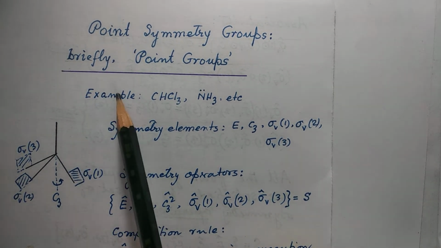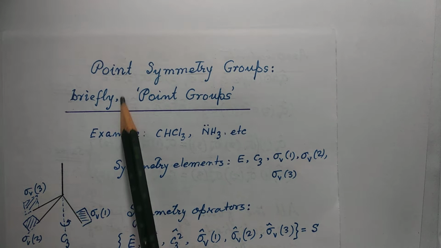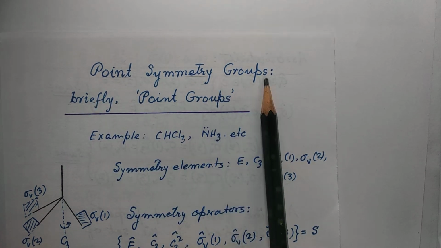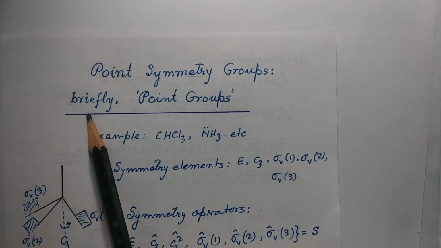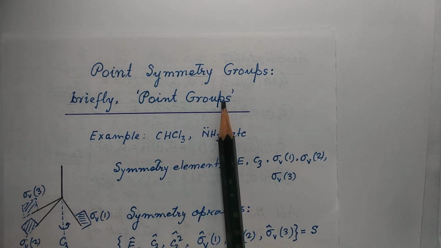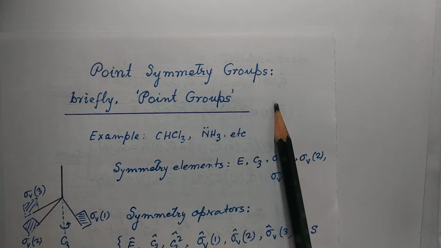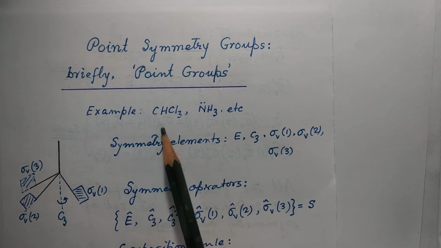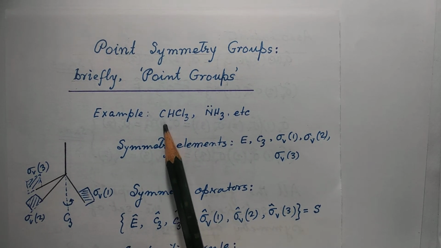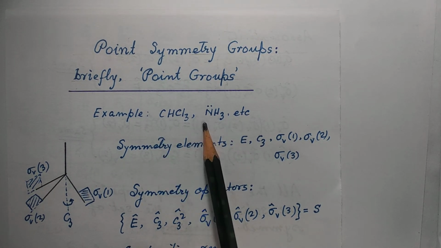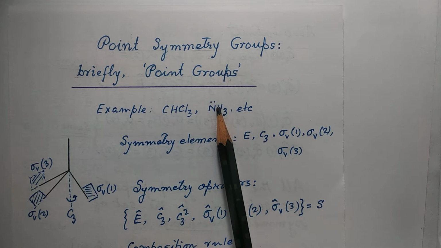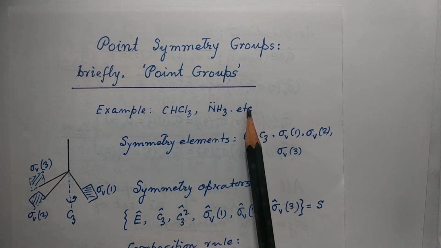Today I'll discuss point symmetry groups, which are also briefly called point groups. Let us start with an example. Consider molecules like chloroform or ammonia with a lone pair of electrons, etc.